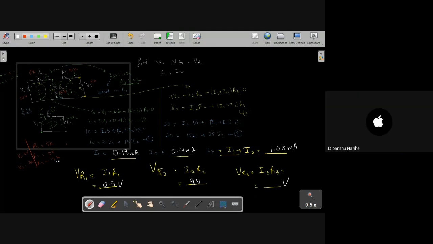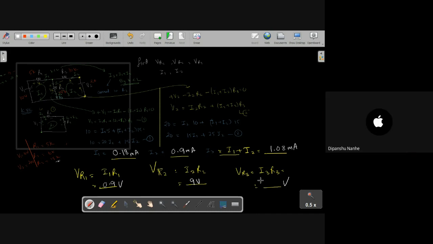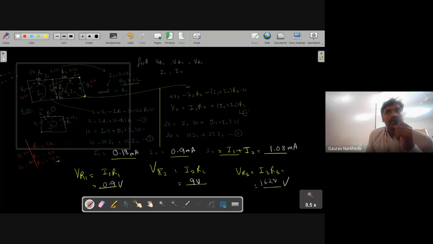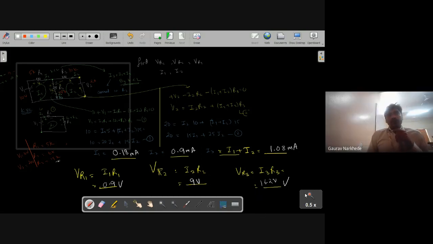16.2 volts. Is it correct? Yes, sir. Okay, now let us check.